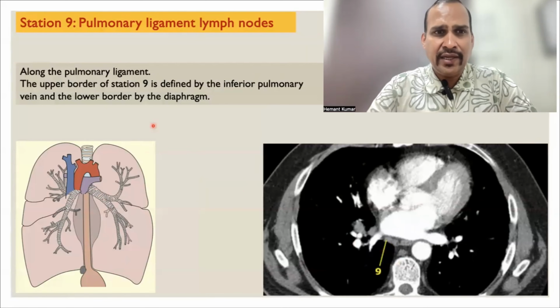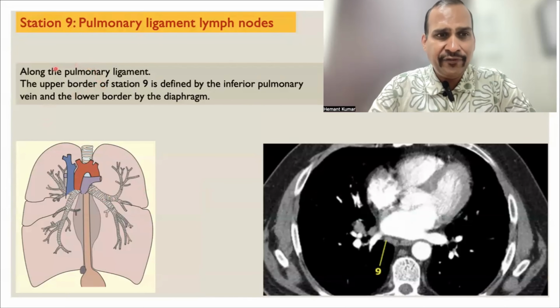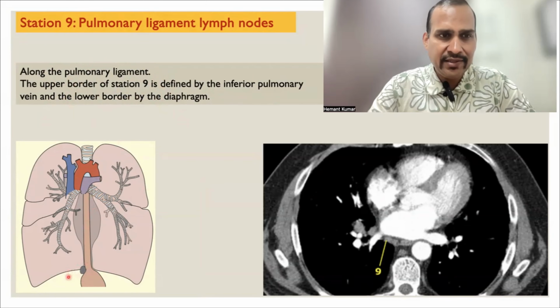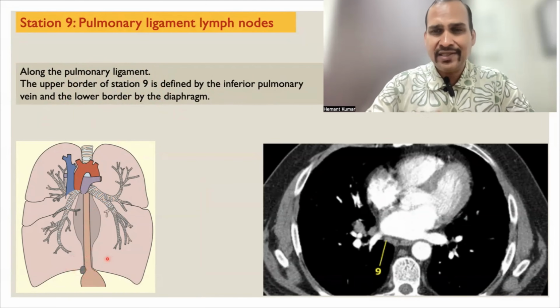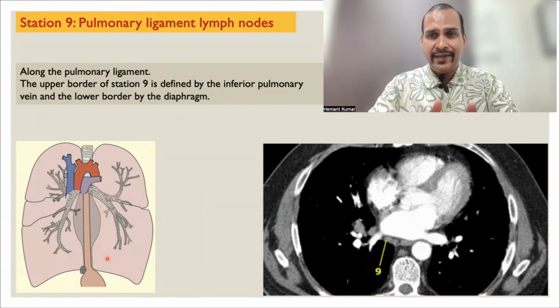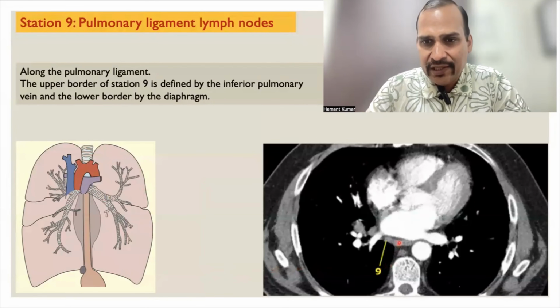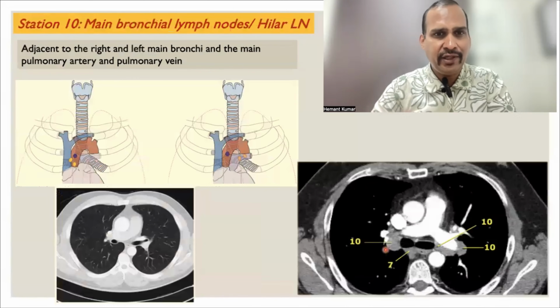Now station 9. Station 9 is the pulmonary ligament lymph node. So this is a lymph node along the pulmonary ligament. The upper border of station 9 is defined by the inferior pulmonary vein and the lower border by the diaphragm. So here it is the pulmonary ligament. This is just beside the paraesophageal lymph node. We'll see diagrams. Okay. So this is station 9. It is quite difficult to identify.